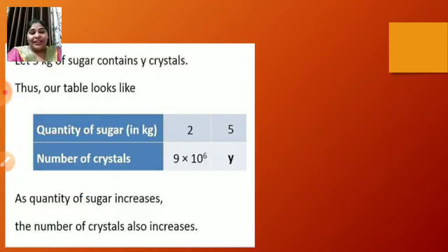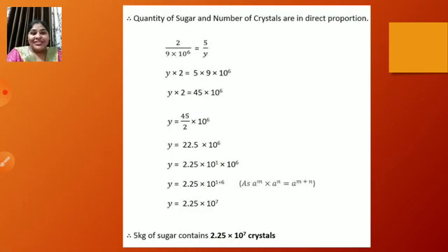So this is how it looks. That is the quantity when it is 2 kg of sugar. The number of crystals in that 2 kg of sugar is 9 into 10 to the power 6. And when it is 5, let the value be y. So it will be nothing but x1 upon y1 is equal to x2 upon y2. That is 2 upon 9 into 10 to the power 6 is equal to 5 upon y. So this is how, right children? Now once you get this, it is easy to solve.